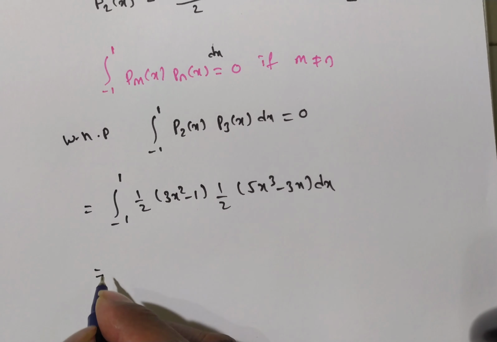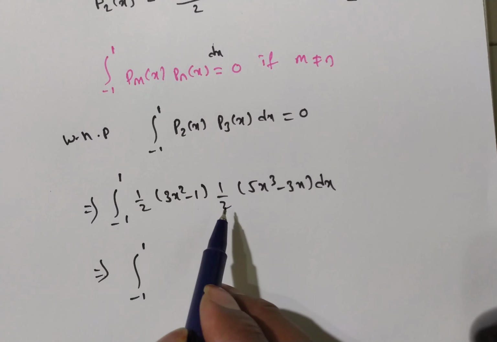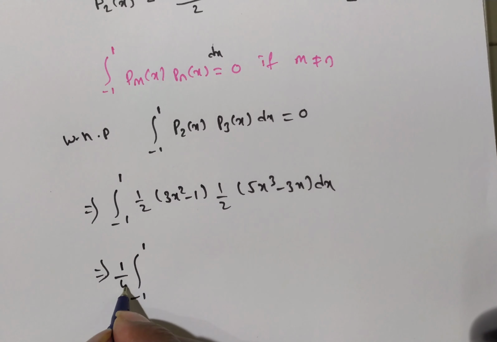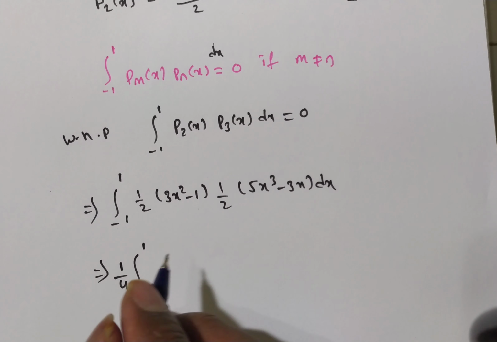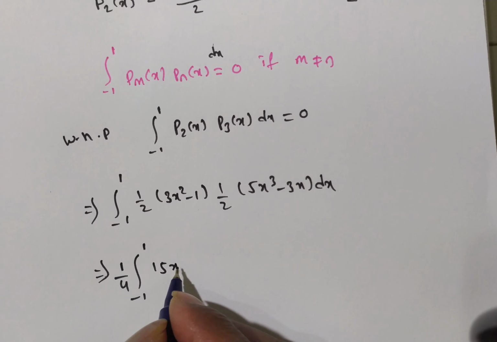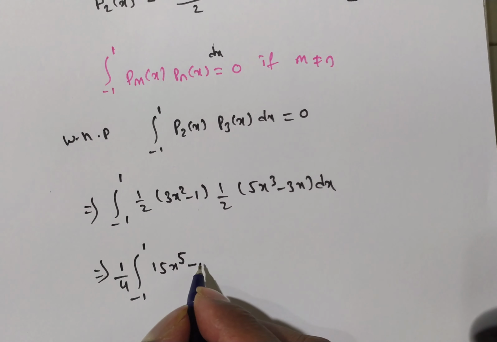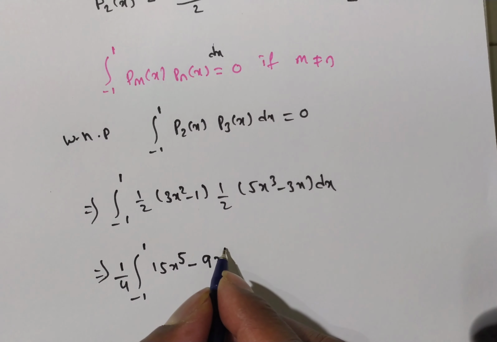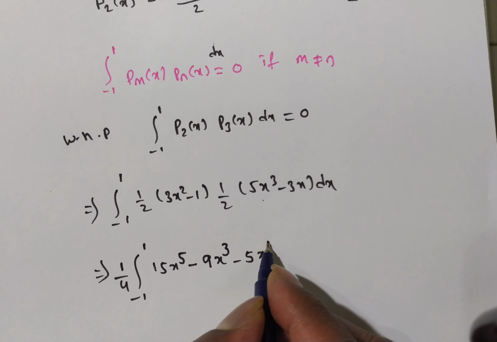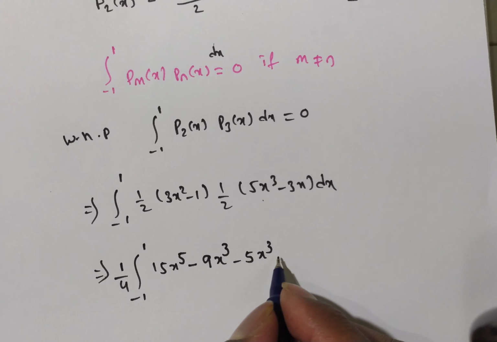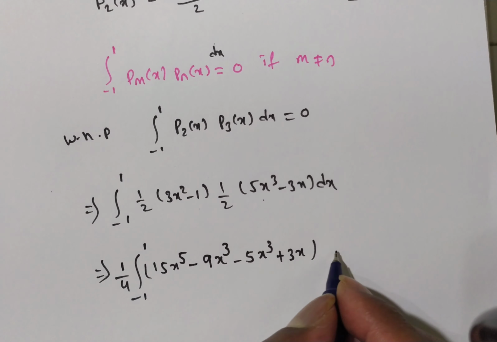Yes or no? Now this is equivalent to integral from minus 1 to 1. 1 by 2 is a constant. Here also 1 by 2 is there. You can take outside 1 by 4. Now multiply inside 3x square into 5x cube. That is 15x to the power of 5. Next, 3x square into minus 3x: plus into minus, minus 3, 3 threes are 9, x square into x is x cube. Next, minus 1 into 5x cube, minus 5x cube. Minus 1 into minus 3x, nothing but minus into minus plus 3x, into dx.